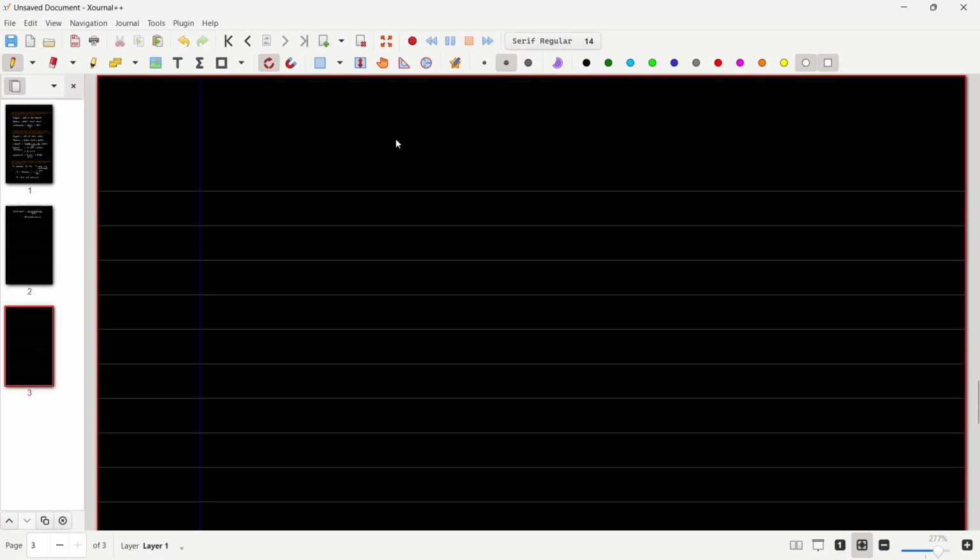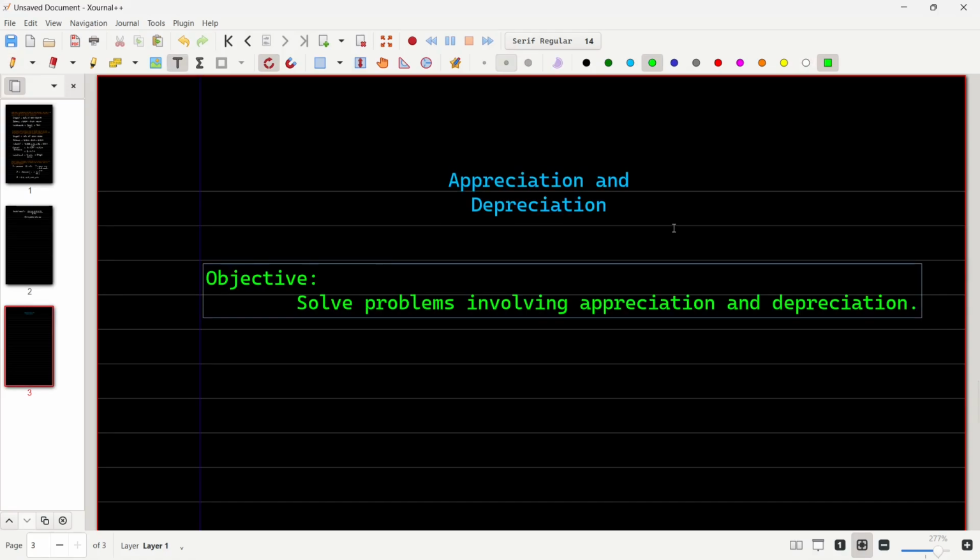So today what we're supposed to do is appreciation and depreciation. The objective is as follows: we are required to solve problems involving appreciation and depreciation. What I'm going to do, however, is define for you what appreciation is and give you an example, then define what depreciation is and give you an example, and that would be the end of today's lecture. Let's first start off by giving a definition of appreciation.